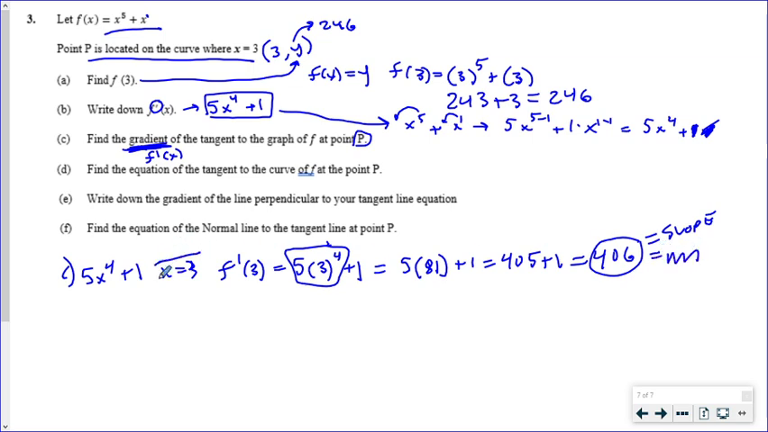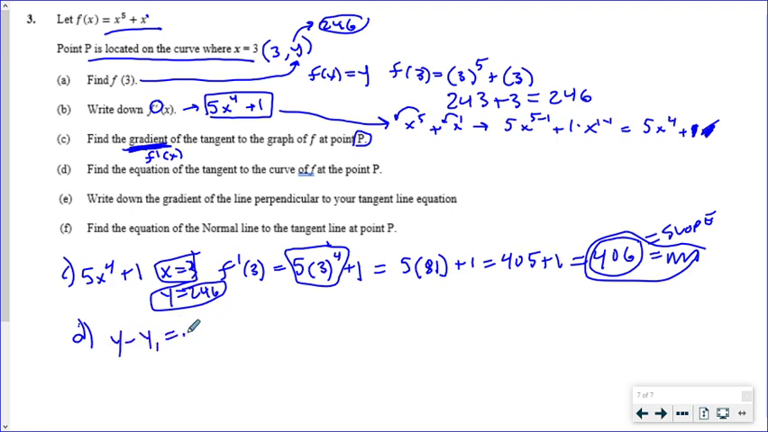So I've got x, I've got m, and then I've got my y value here. So I'll write that here, y equals 246. Okay. Now I can start writing equations. So part D, find the equation of the tangent line. That's all it's asking for. Use this. Don't make it more difficult than it already is. So I just put in my point here, and then put in my slope. And that's the answer.